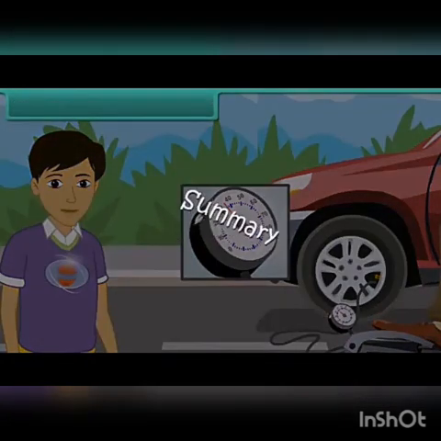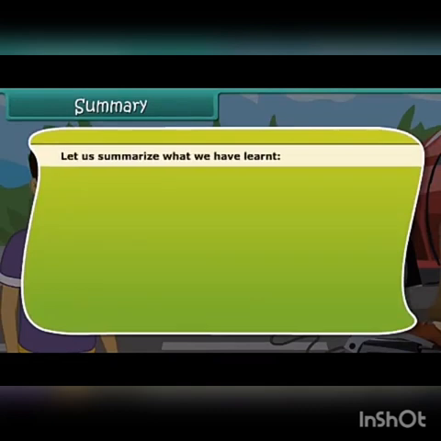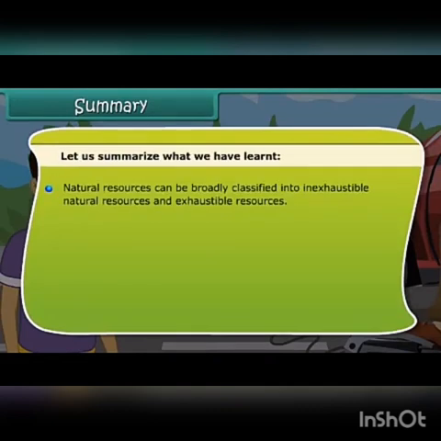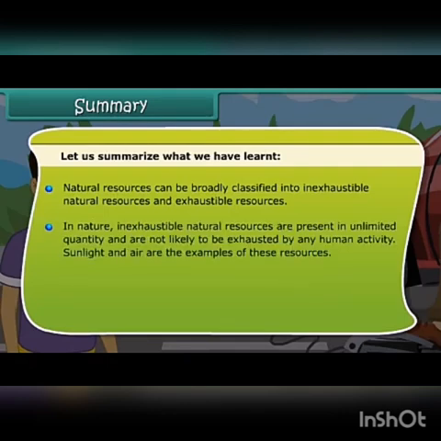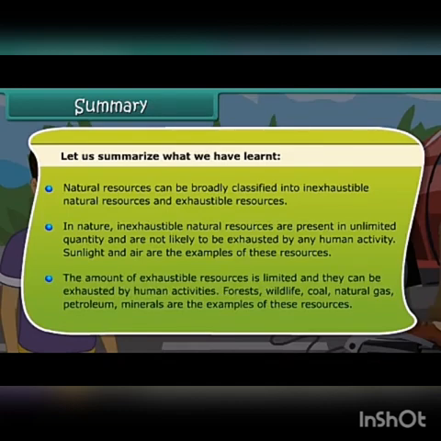Summary. Friends, let's summarize what we have learned so far. Natural resources can be broadly classified into inexhaustible and exhaustible resources. In nature, inexhaustible natural resources are present in unlimited quantity and are not likely to be exhausted by any human activity. Sunlight and air are examples of such resources. The amount of exhaustible resources is limited and they can be exhausted by human activities. Forests, wildlife, coal, natural gas, petroleum, minerals are some examples of these resources.